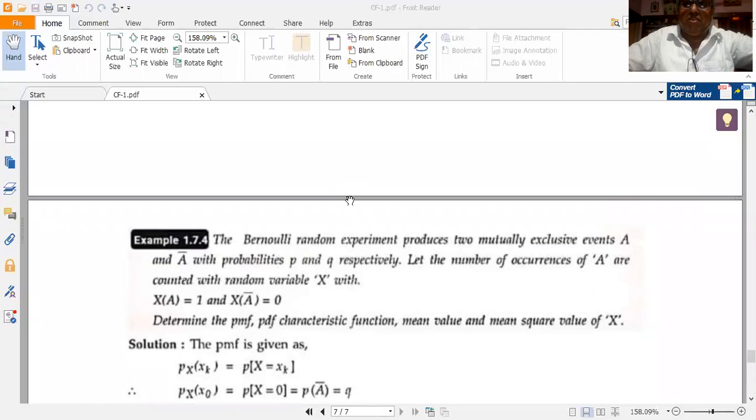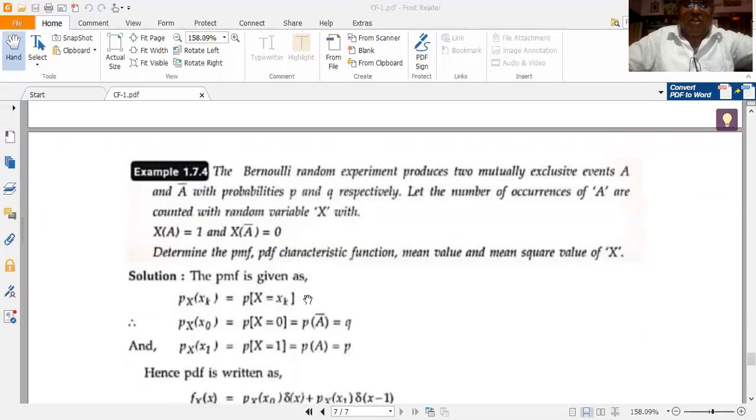It's a very simple problem, but how we organize the problem based upon the given data is the main thing that we need to emphasize. Here X is a discrete random variable. It's a finite discrete random variable because there are only two events, A and A bar. The probability of occurrence of event A is given to be P. The probability of occurrence of event A bar is given as Q. This is as given in the data itself.